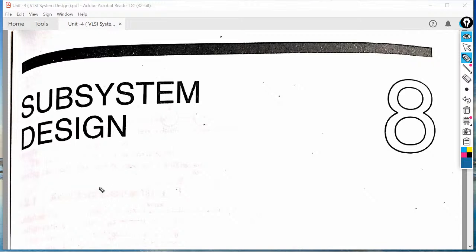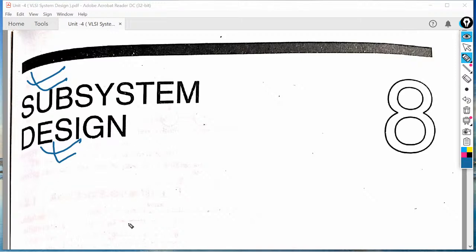This one is the fourth unit of your syllabus, VLSI system design. Today's topic is subsystem design. This is the fourth unit of your VLSI system design subject. Before starting this topic, we first have to know what the meaning of subsystem is.